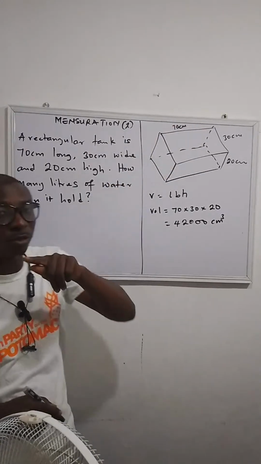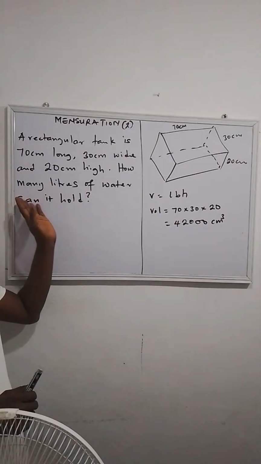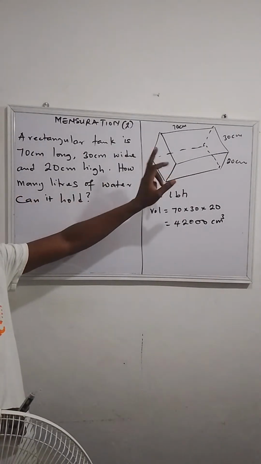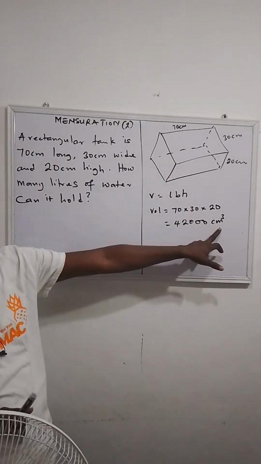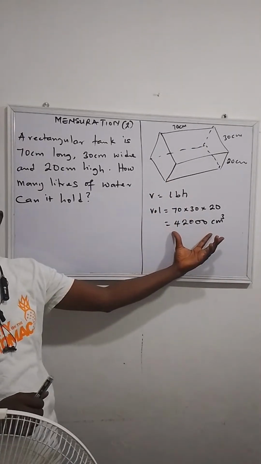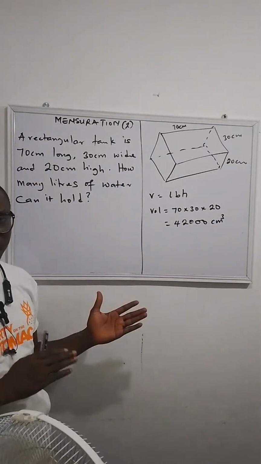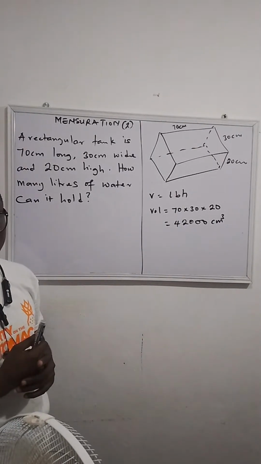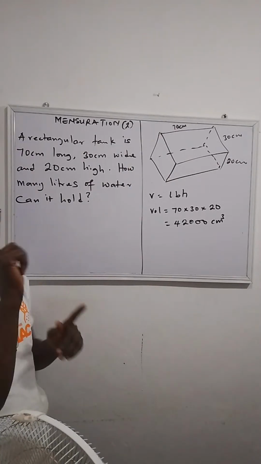But what is the question talking about? The question wants you to get the capacity of this tank in liters, not in centimeter cube. So we need to convert our answer to liters. I must know the relationship between liters and centimeter cube. So how many centimeter cube make 1 liter?